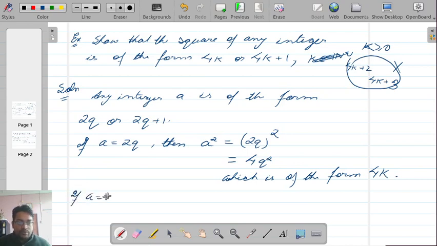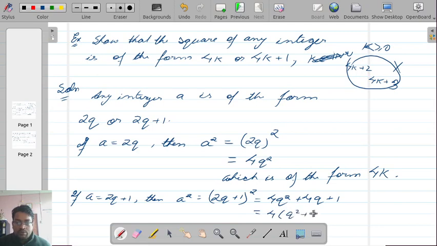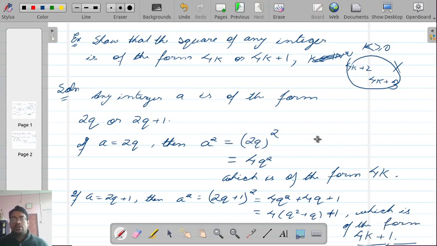And if a is of the form 2q plus 1, in that case a square is 2q plus 1 whole square. So it is 4q square plus 4q plus 1. If we take 4 common, it is 4 into q square plus q, plus 1. So just replace q square plus q by k, which means it is some integer, and it is of the form 4k plus 1. Right, so we are done. Square of any integer is of the form 4k or 4k plus 1.